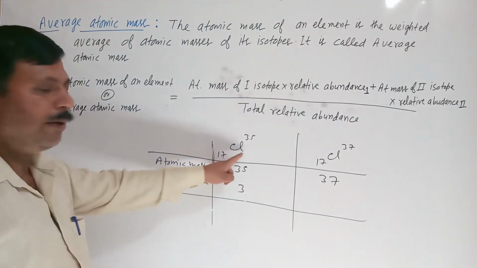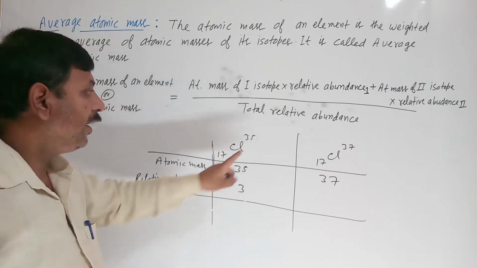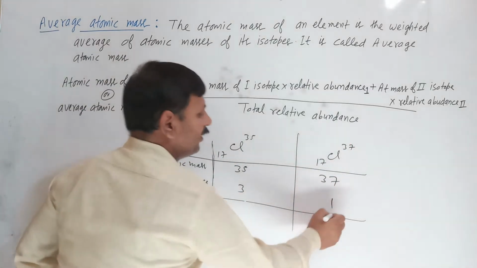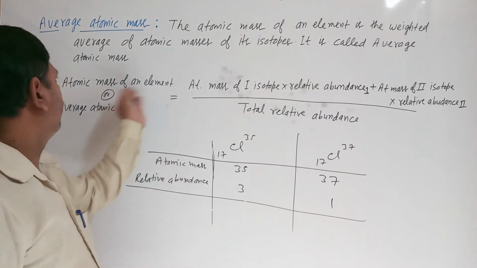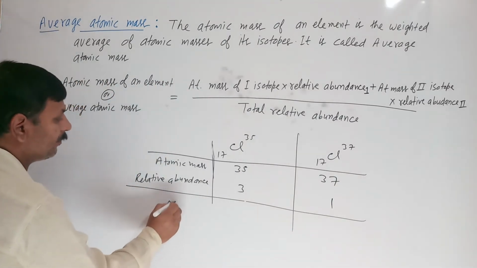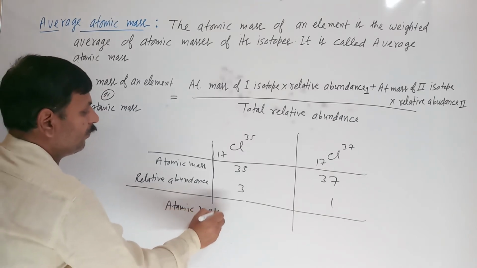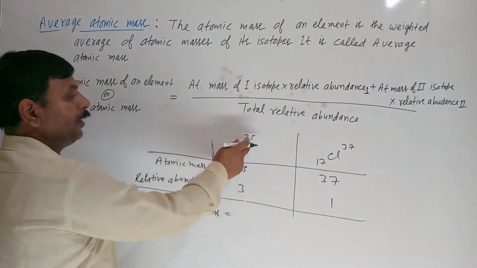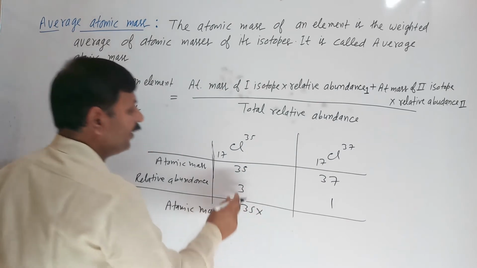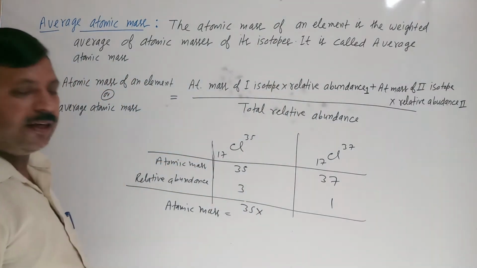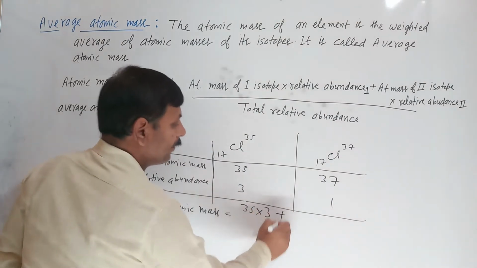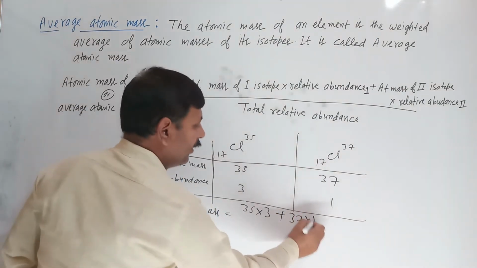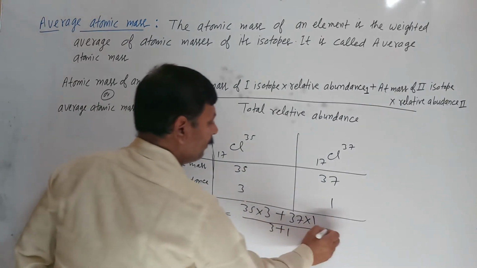The relative abundance of chlorine isotopes: chlorine 35 is 3 parts, so chlorine 37 is 1 part. So we'll see what the atomic mass will be. Atomic mass, by the formula I have told you, is the atomic mass of each isotope times its relative abundance. Suppose the first isotope is chlorine 35, its mass is 35 and its relative abundance is 3, and the atomic mass of the second isotope is 37, so its relative abundance is 1, divided by the total, which is 3 plus 1.